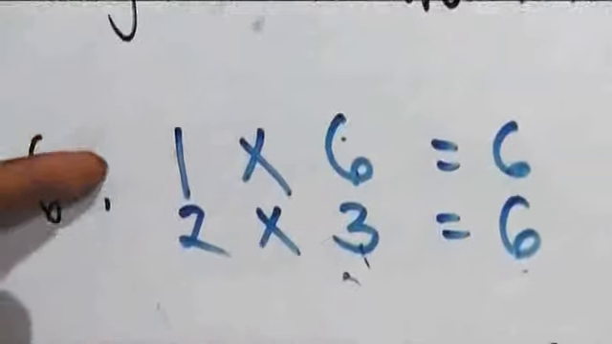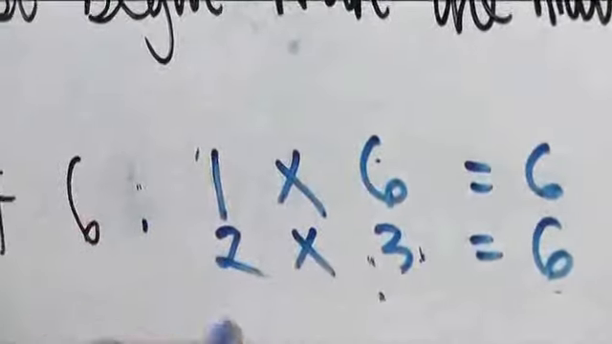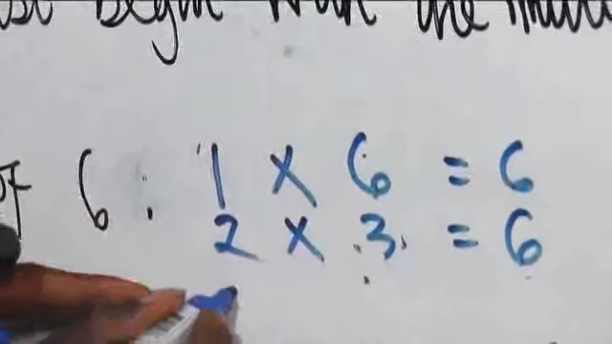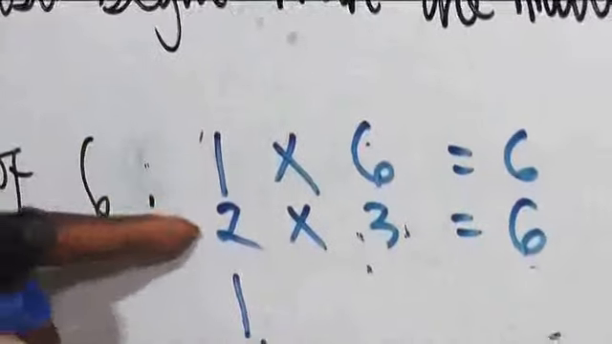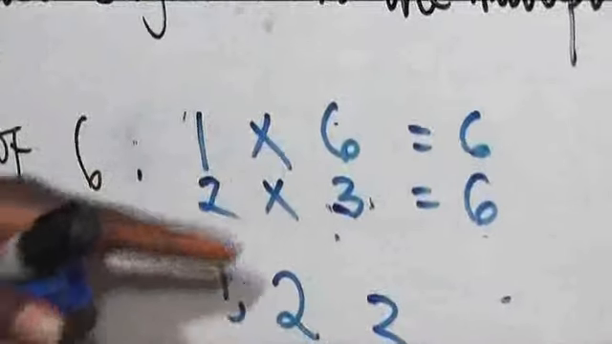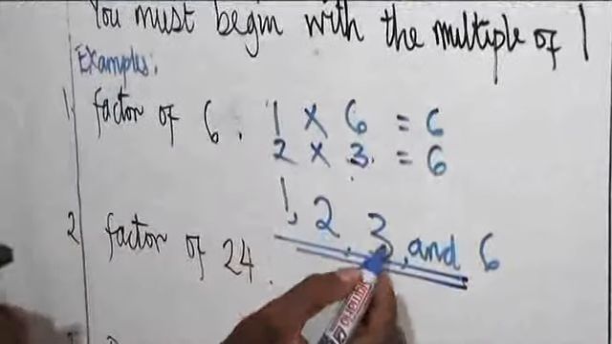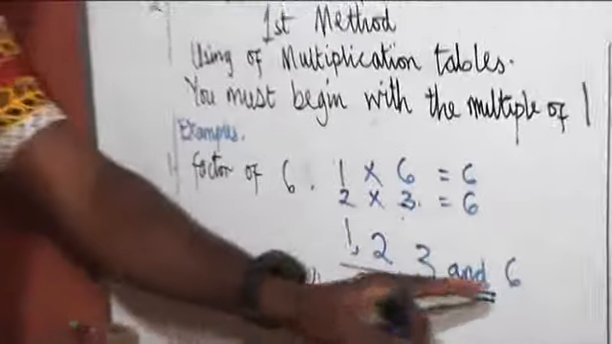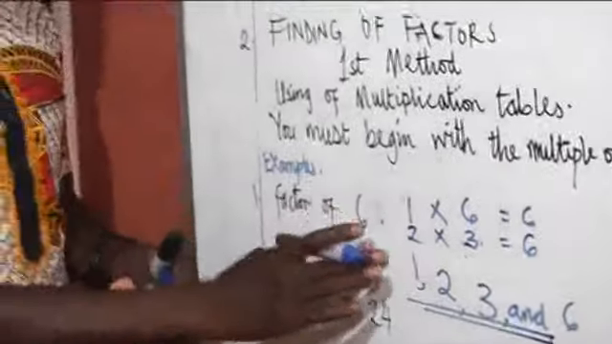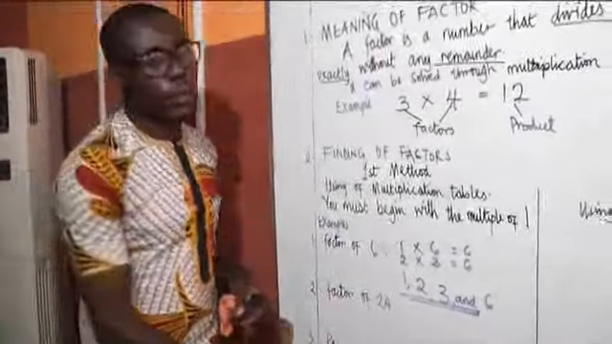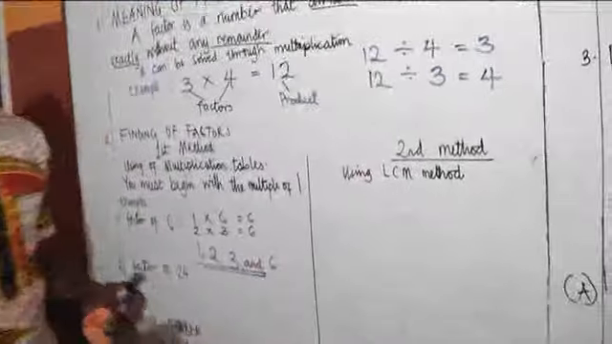So what you are going to do now is write down all these factors that you have gotten that give you the product of 6. Good. We have 1, 2, 3, and 6. So meaning that 1, 2, 3, and 6 are the factors of 6. Do you understand? Now let's look at the second method, which we call the LCM method.